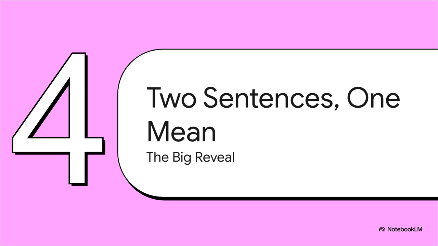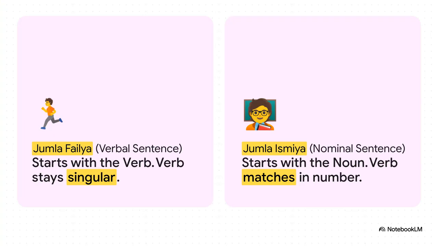Because this one little rule is what creates the huge difference between the 2 main types of sentences in Arabic, even when they're saying the exact same thing. This right here is the big reveal. So on one hand, you've got the Jumla Fi'liyah, the verbal sentence. It starts with the verb and it follows our golden rule.